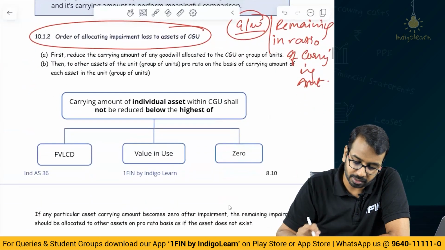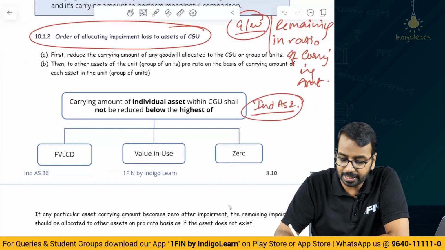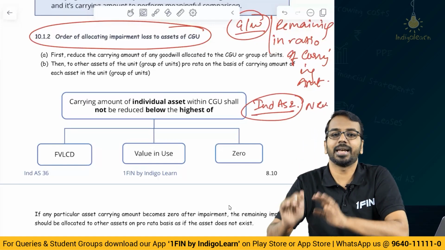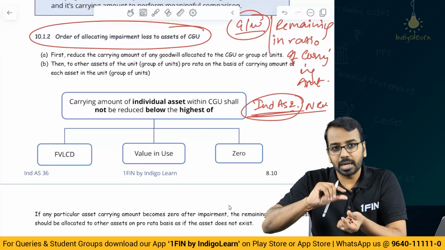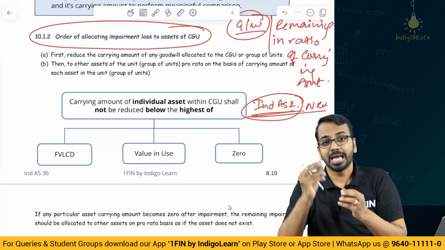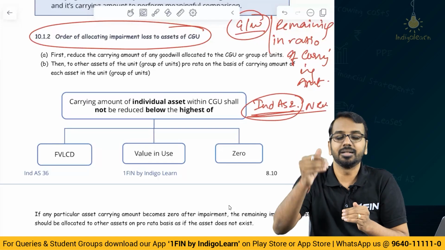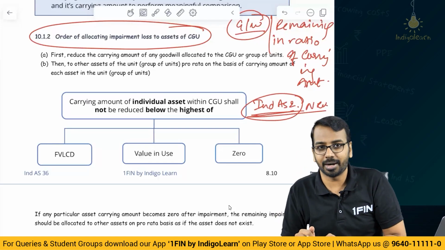Now here one thing that you have to keep in mind is, let us say I have already an inventory which is valued as per IndAS 2. Now this is already recorded at NRV. Now as far as inventory is concerned, I cannot bring it down below the NRV. I have to keep it as per its net realizable value only. So while allocating impairment, what you have to check is, after impairment, the value should not be less than the individual asset's recoverable amount. Okay, that is one thing you have to keep in mind, right?